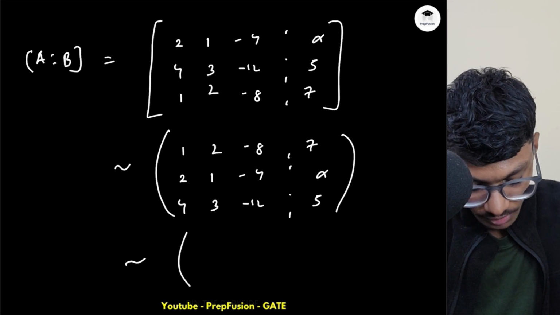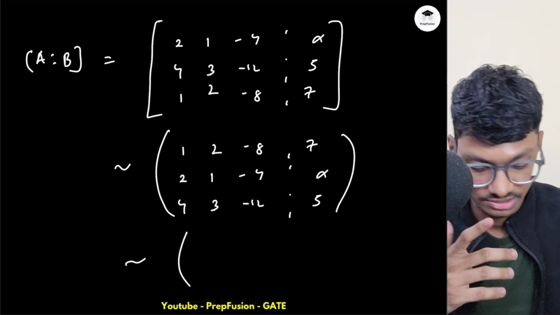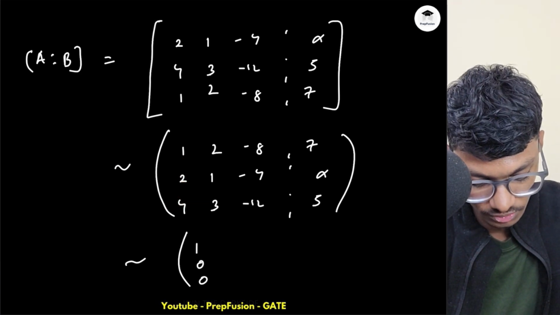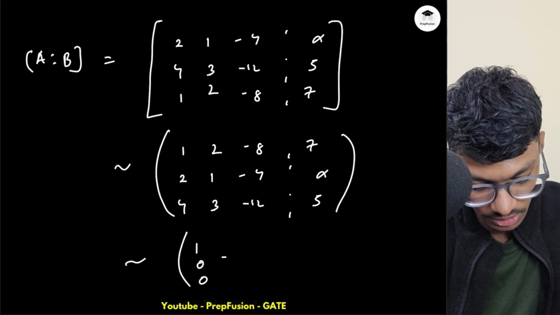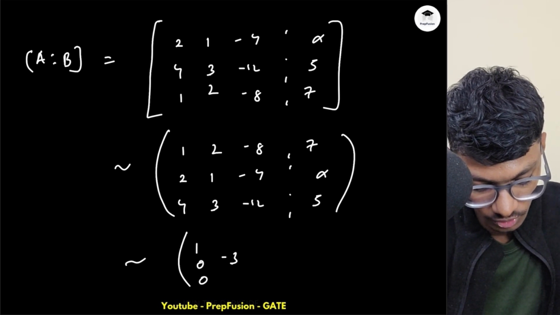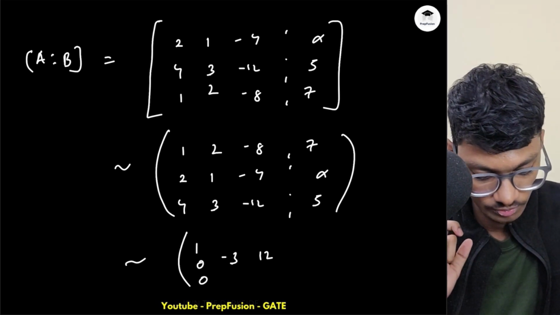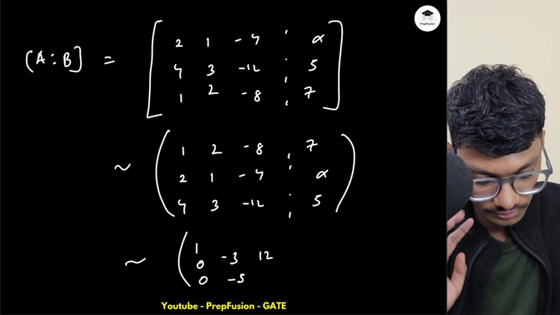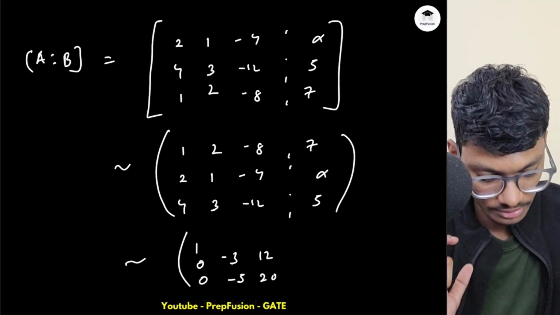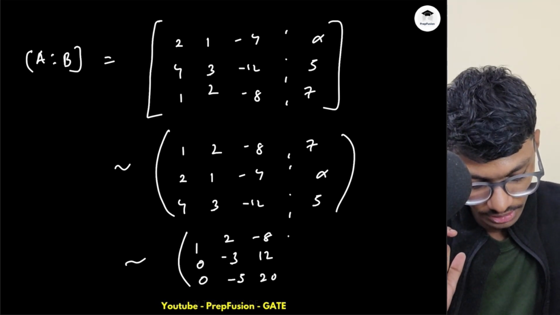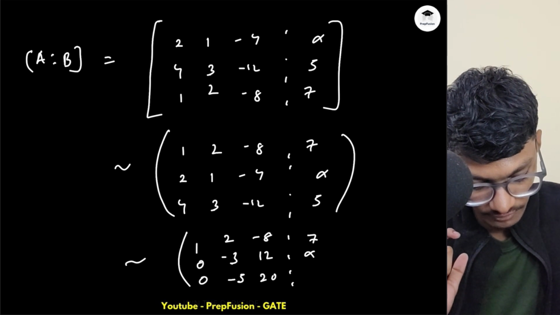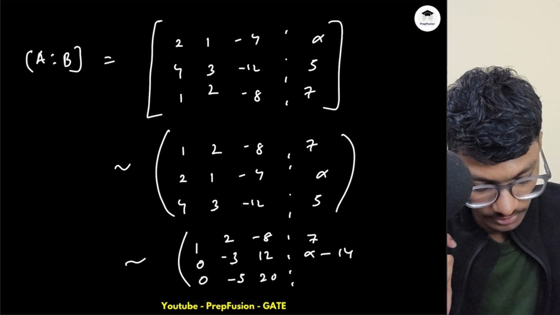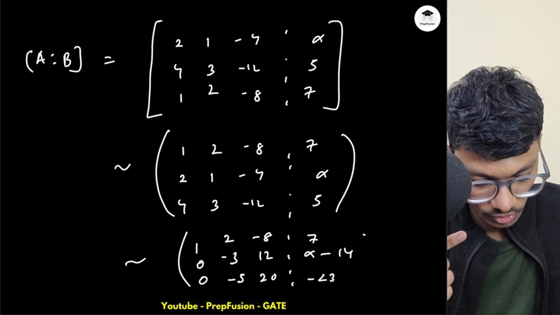Now I can simply use row operations to make this element 0. So I make this element 0 by subtracting 4 times this row. This is minus 3, this is 2 times subtracting, so this is 16, this will be 12, and I am subtracting 4 times this, so this is minus 5, 4 times 32, so this is plus 20, and this is still the same, minus 8 only. And this is 7 alpha minus, I am subtracting 2 times alpha, minus 14, and subtracting 4 times 5 minus 28, which is minus 23.